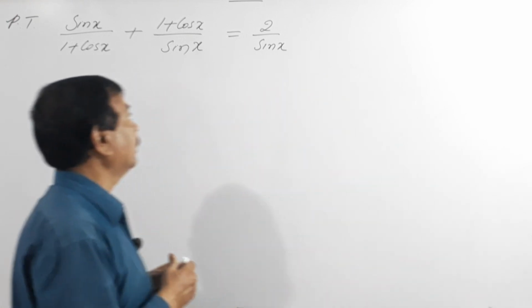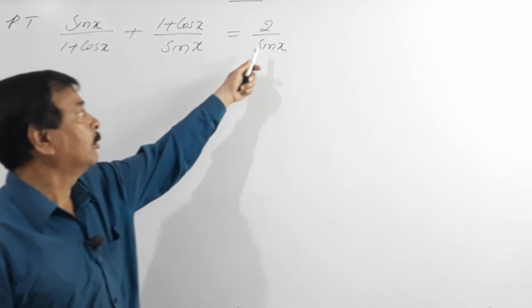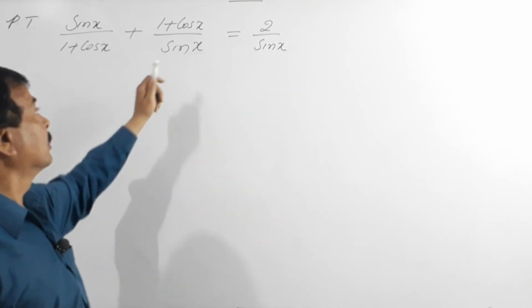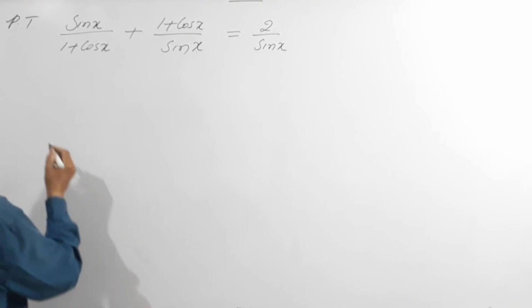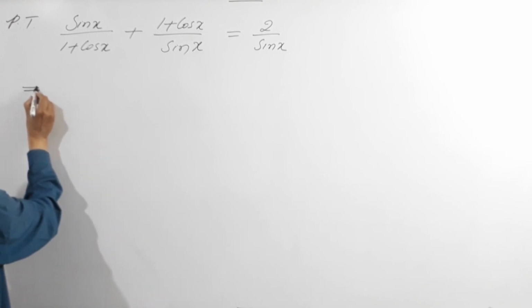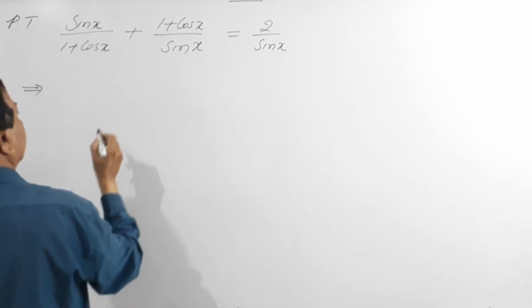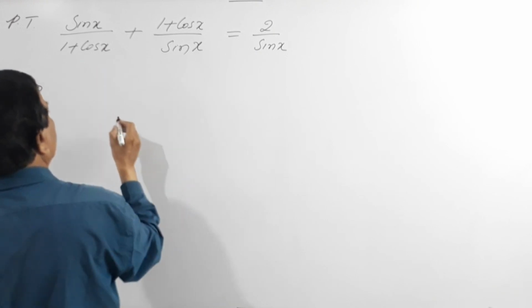So here what he wants? He wants 2 by sin x. So on sin x we already have it. I'll show how to go about it. So what I'll do? I'll take sin x into 1 plus cos x as LCM.